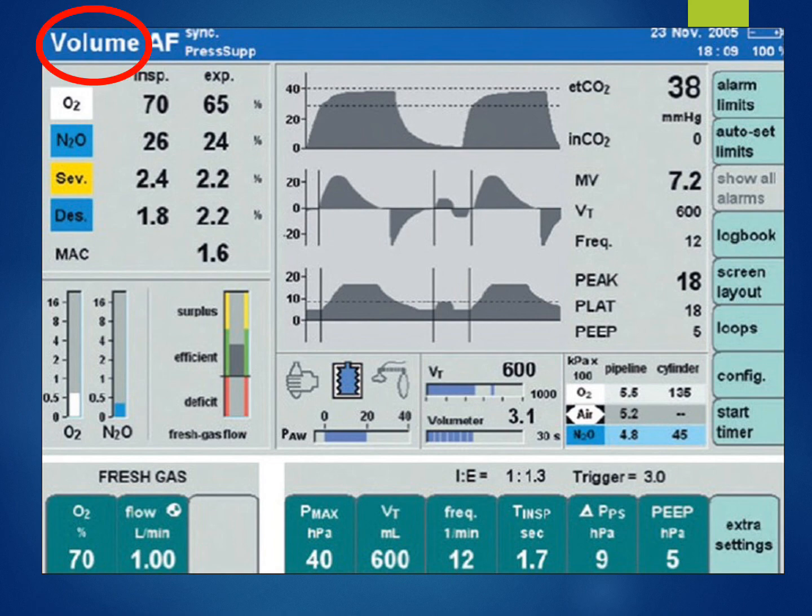We also know that this patient is in a volume setting because of what else? Remember what each breath is called in the volume mode. It's a tidal volume, or VT. Can you spot the VT on this screen? So here it is. This patient is getting 600 milliliters of air, that volume, with each breath delivered by this volume mode ventilator.